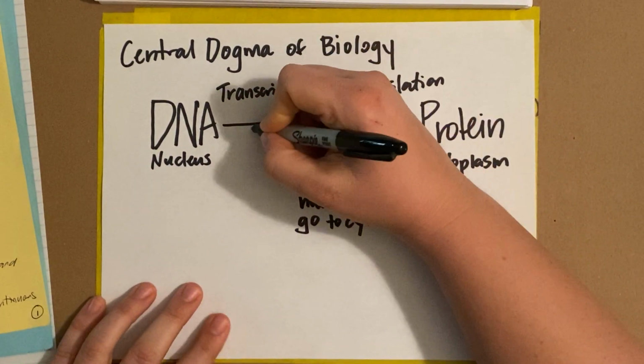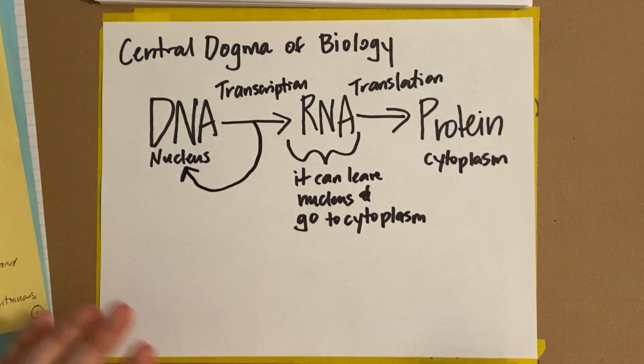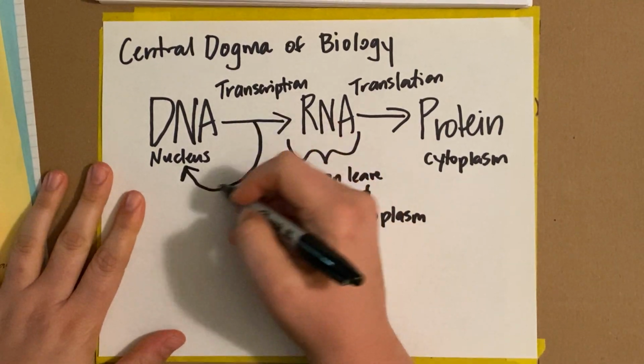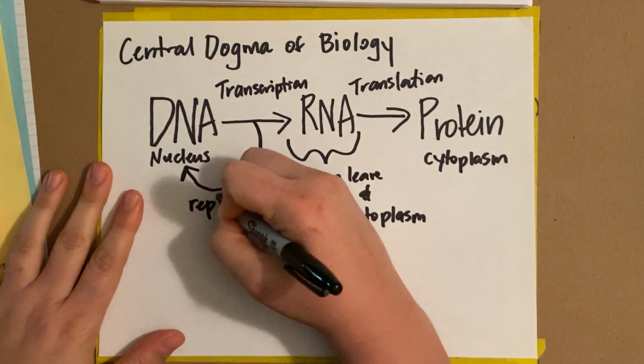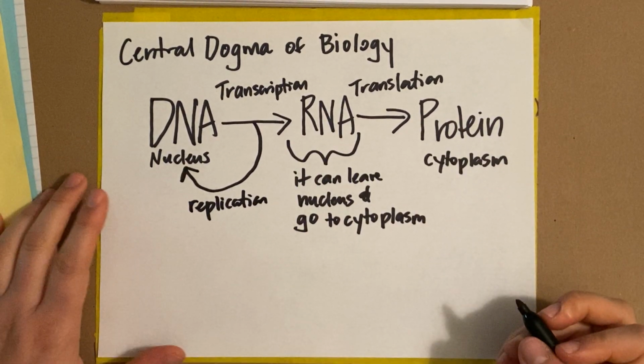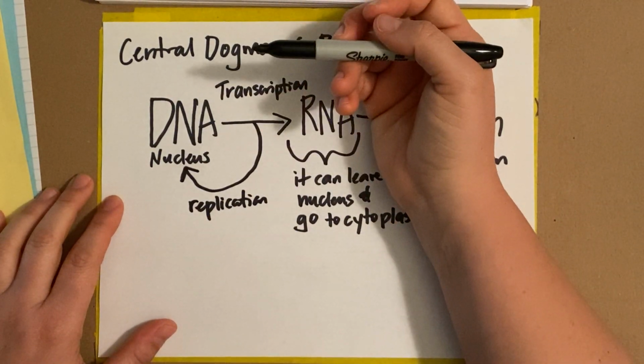One additional thing I want to put on here is how do we make more DNA? And this is something we've sort of talked about, but we haven't gone into a lot of detail. But the way to make more DNA is called replication. Okay, and I'm going to start off talking about replication first. Replication also takes place in the nucleus.